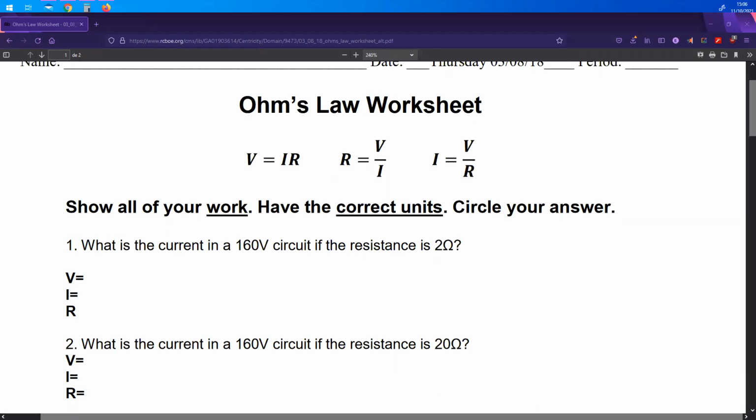Now let's continue. Now that we have electricity and Ohm's law, let's do a power exercise. What is power?